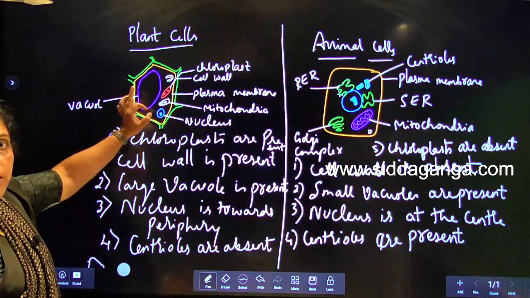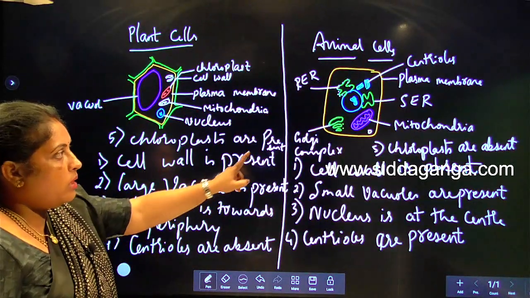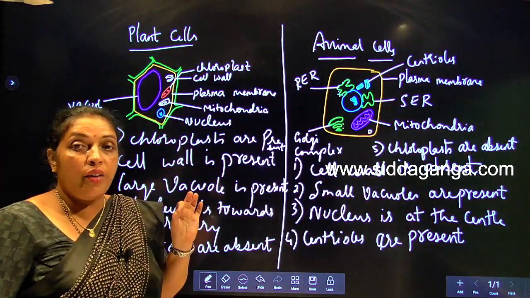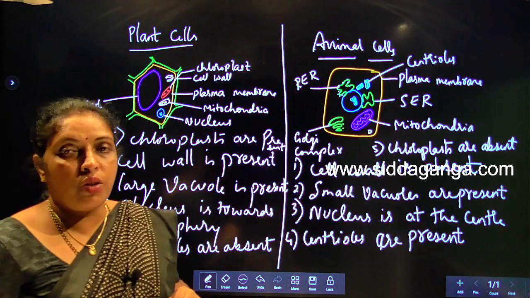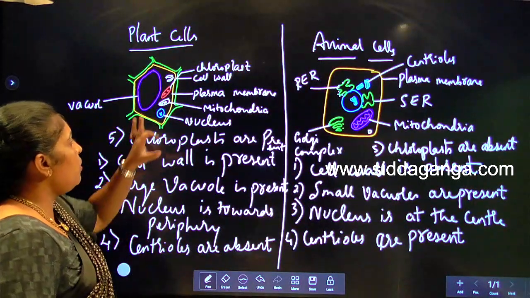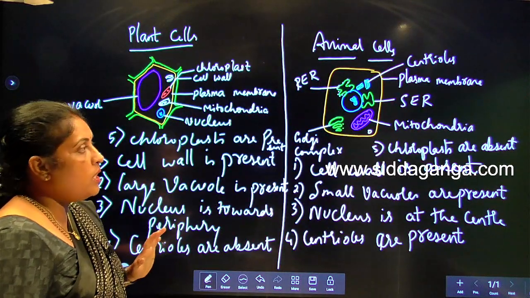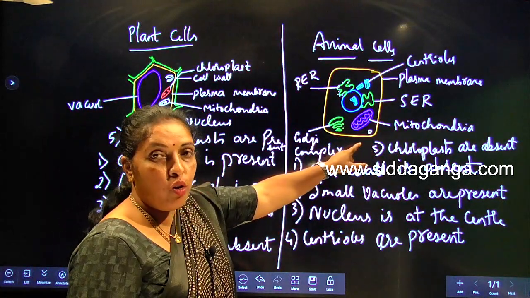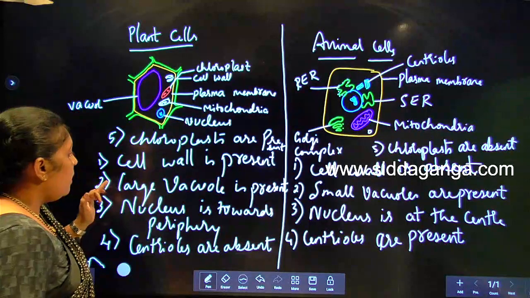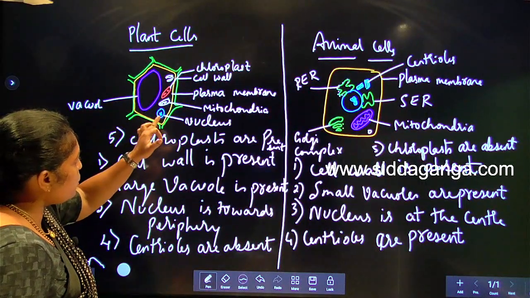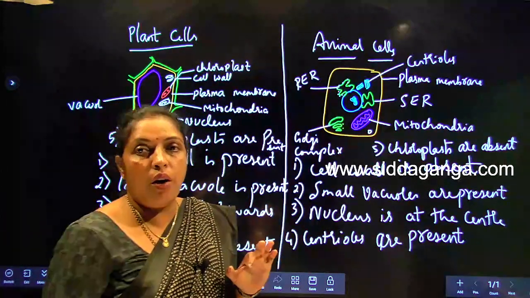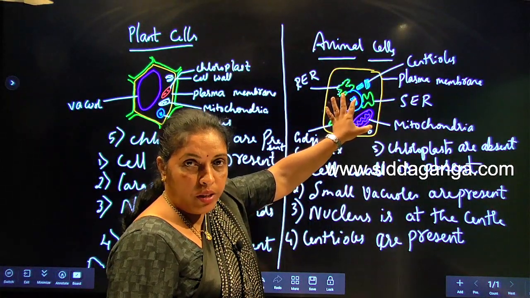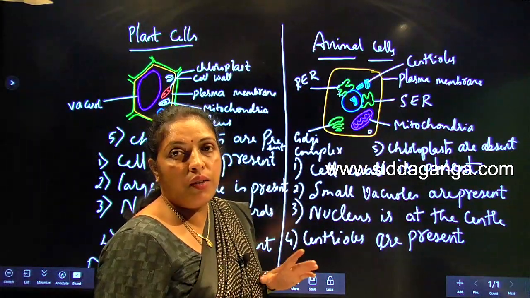So in plant cells, we see the presence of cell wall, but the cell wall is absent in animal cell. Due to the presence of cell wall, plant cells have definite shape, whereas animal cells do not have a definite shape. And one more difference is the presence of large vacuole in plant cell. Smaller vacuoles are present in animal cell. If they are present, they are smaller, otherwise they are absent. Then nucleus is pushed towards the periphery due to the presence of central large vacuole. Here, as the central large vacuole is absent, nucleus is present at the center of a cell.